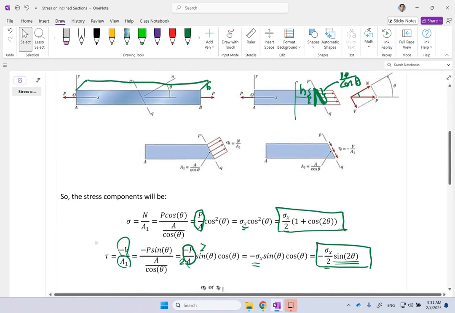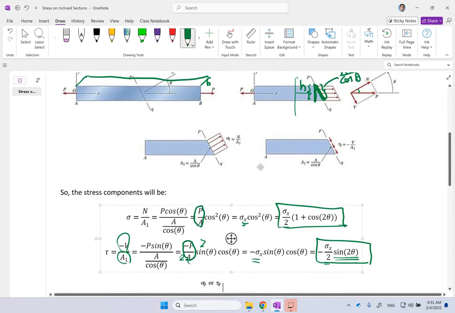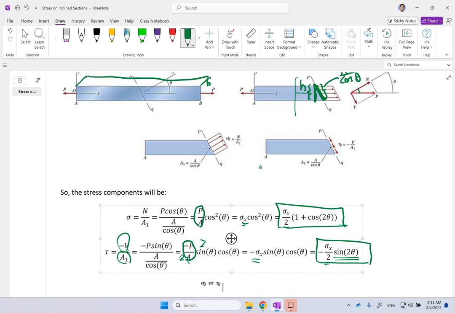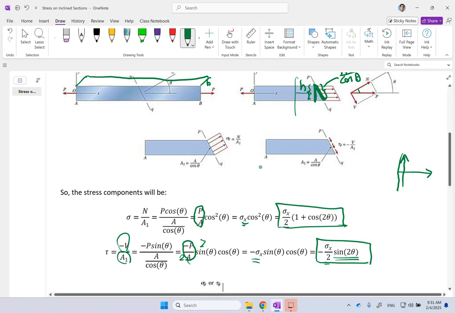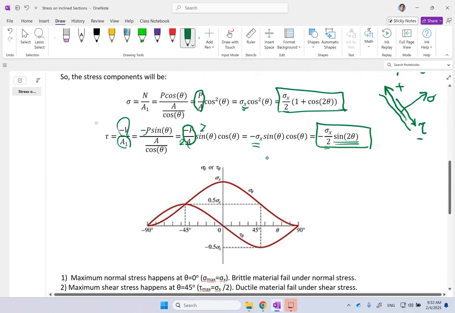And you might say, why is the shear negative? Well, it's because of the direction. When the plane was vertical, this was the direction of tau and sigma. Now, if you look at this one, the tau is this way, because V is downward, and sigma is this way because of N. If tau was in this direction, it was positive, but since it's downward, it's negative. That's why we added the negative sign.